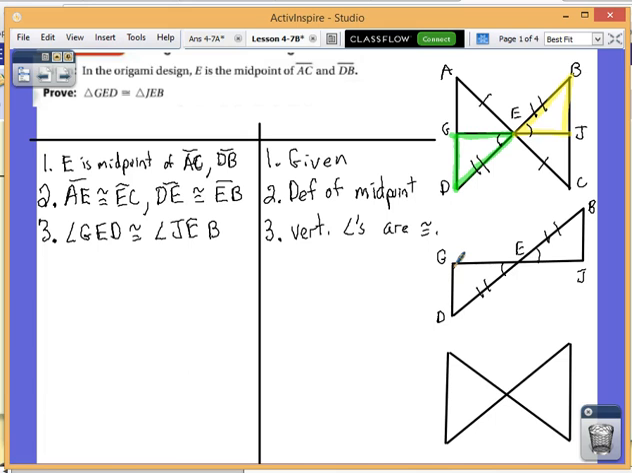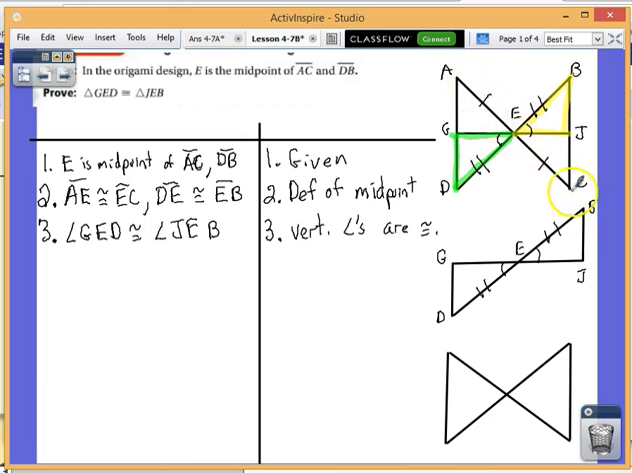So right now I'm going to be focusing on either trying to find a way to find GE congruent to EJ, or I'm going to try to find a way to prove that angle D is congruent to angle B, or angle G is congruent to angle J. Well, I don't have a whole lot of information about this line GJ. So this is really what led me to make this other auxiliary drawing. For some reason, it was important that E was the midpoint of AC.